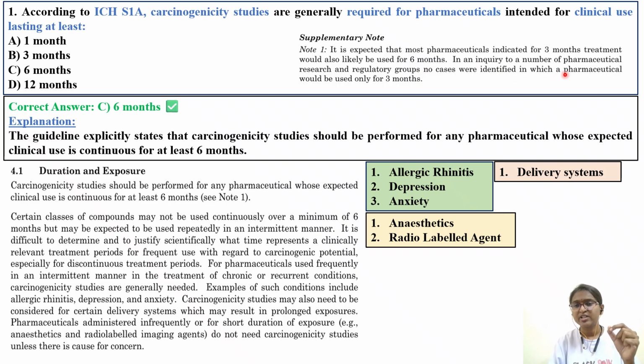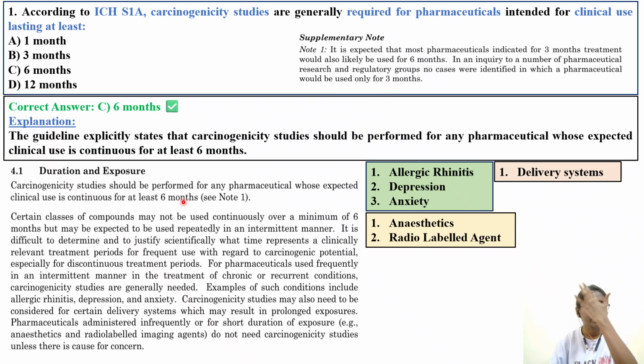In an inquiry to a number of pharmaceutical, research and regulatory groups, so when they contacted the industries as well as pharma companies, they found that no cases were identified in which a pharmaceutical would be used only for 3 months. They almost didn't find any pharmaceuticals which are exclusively used for 3 months. Those drugs which are used for at least 3 months finally end up with an extended period of treatment in the patient for up to 6 months. Anyway, you need to do the 2 year cancer mice and rat study.